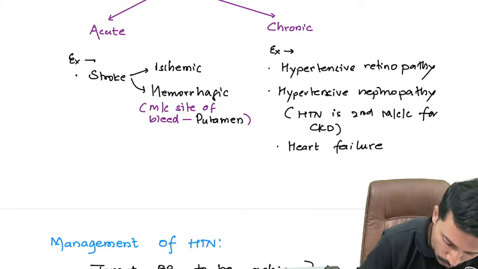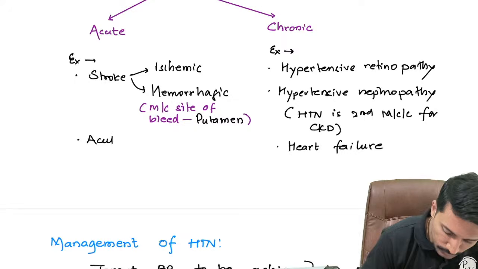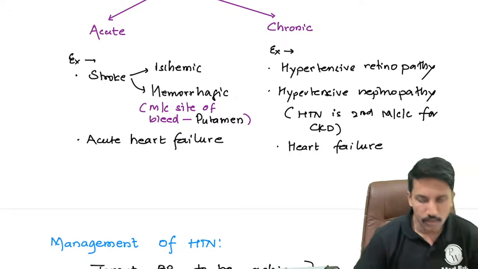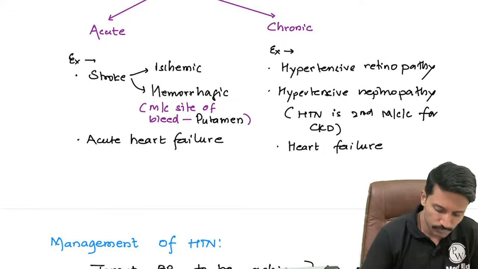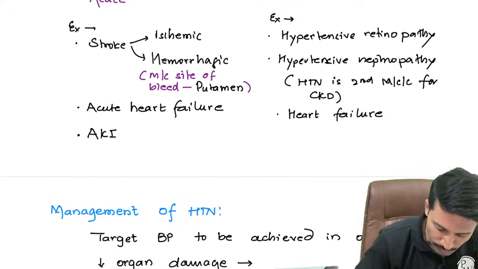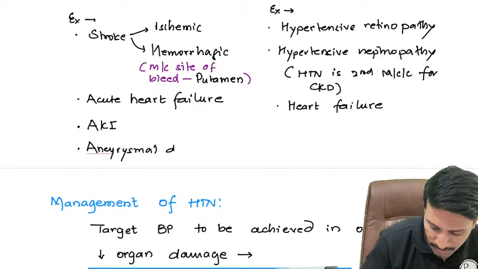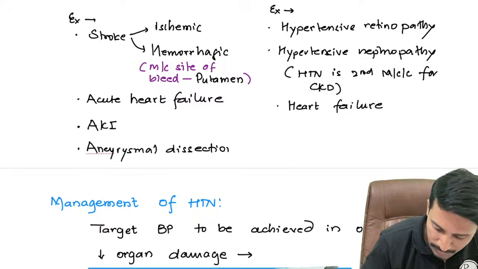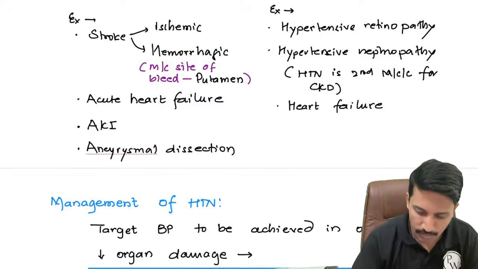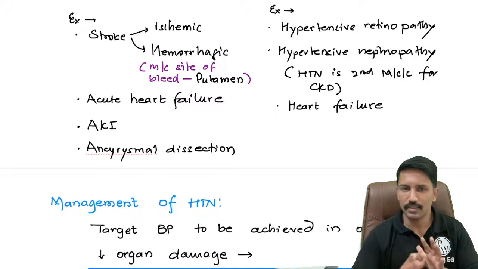Okay. What else can it lead to? Is stroke the only acute complication? No, it can also cause acute heart failure. Heart failure can be acute as well as chronic. Okay. What else can it lead to? It can also lead to acute kidney injury. It can also lead to aneurysmal dissection. Patients may develop aortic aneurysm, and aneurysms can rupture. So these are all acute complications of hypertension. If you are able to mention 2 or 3 on each side, good enough.